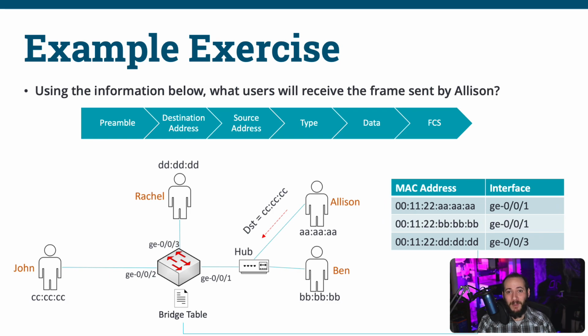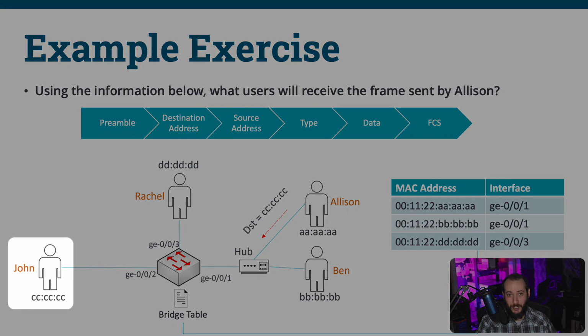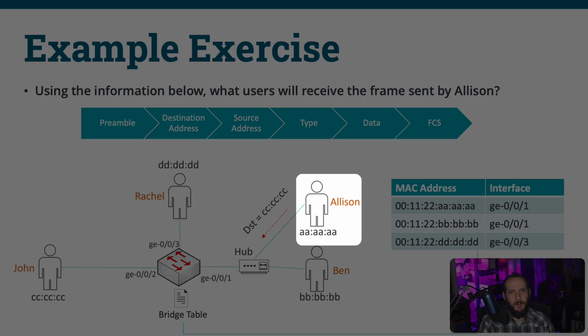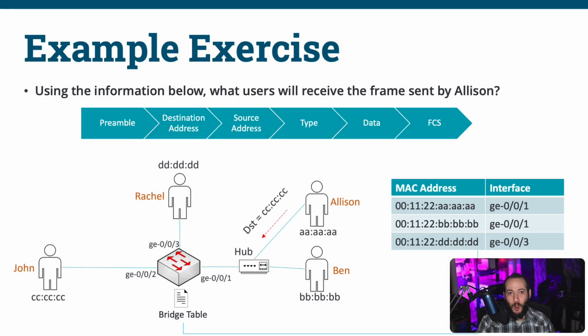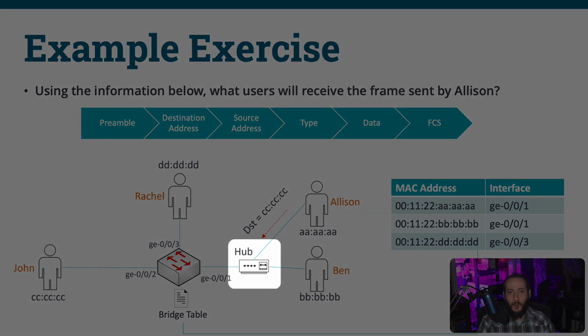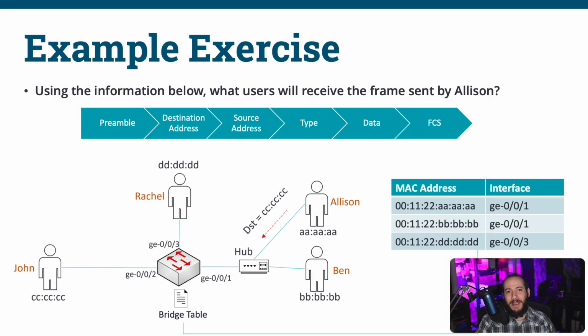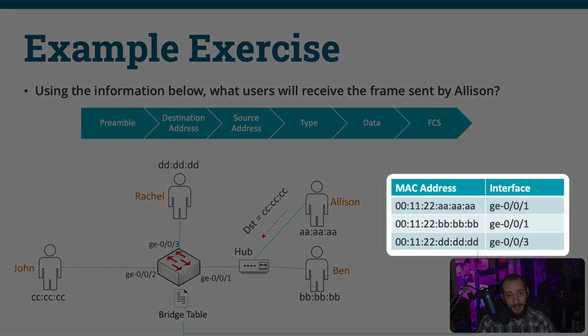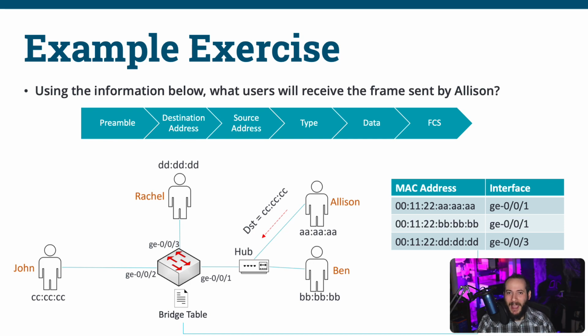In this exercise, we have the topology presented, with 4 users connected to the LAN: John, Rachel, Allison, and Ben. Allison and Ben are connected to a hub at their desk, which is then connected to the switch that the remaining users are connected to. The switch's bridging table is shown here, and as expected, Allison and Ben's MAC addresses are showing to be connected on the same interface. Allison sends a frame with the destination MAC address for John. In this topology, who will receive that frame?